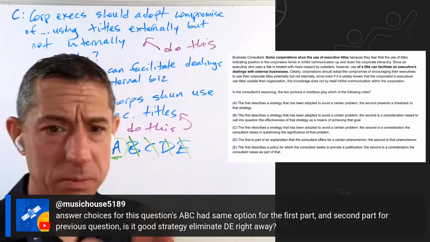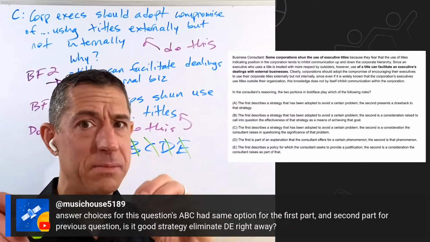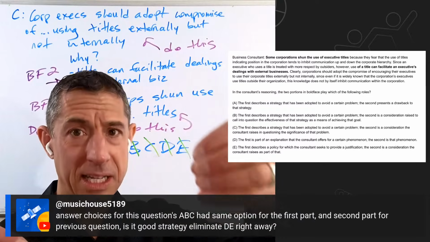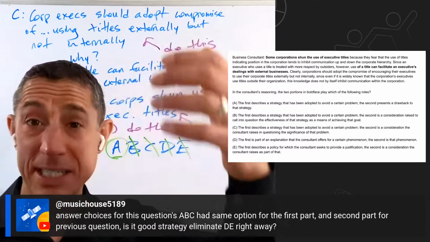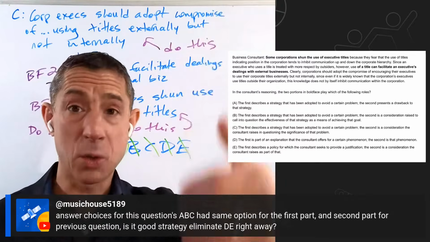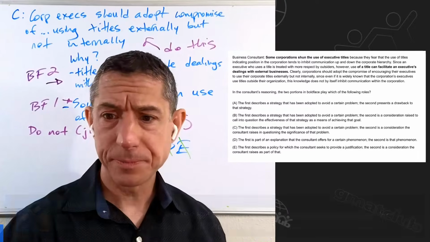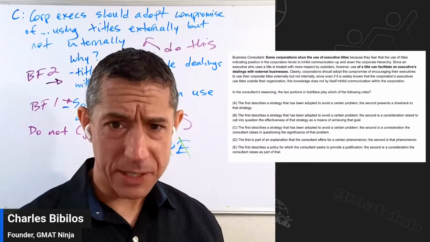So yeah, don't eliminate D and E because the first half of A, B, and C are right. If you were sure that the first half of A, B, and C, for example, was wrong, then you could wipe all those out if you wanted to, as long as you're certain. All right, let's do another question.